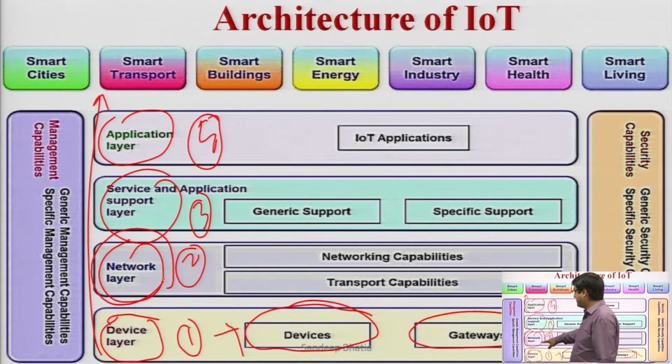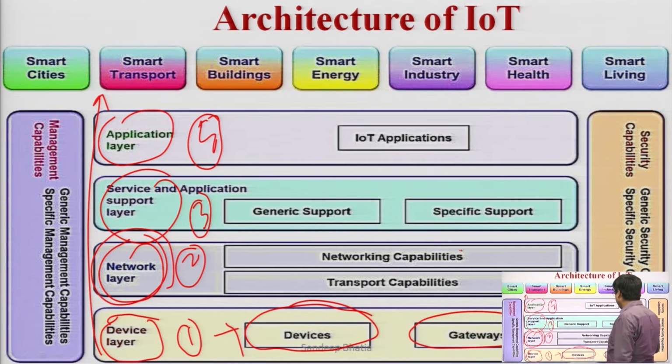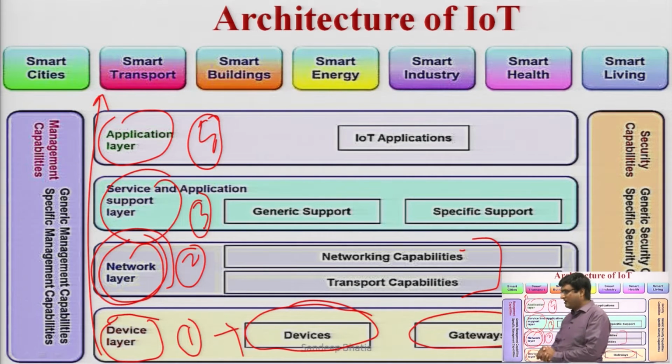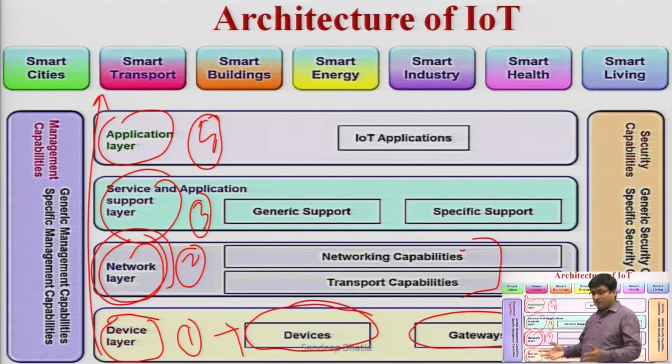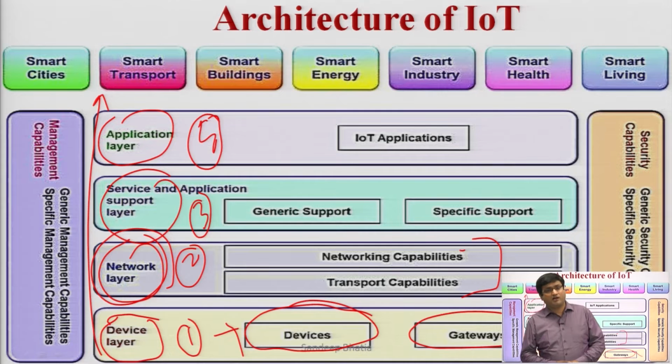Networking is there in the network layer. The network layer has networking and transport capabilities. Networking means that all the devices are connected with each other through a network. All this is done in the network layer. Networking between the devices is possible through the network layer.